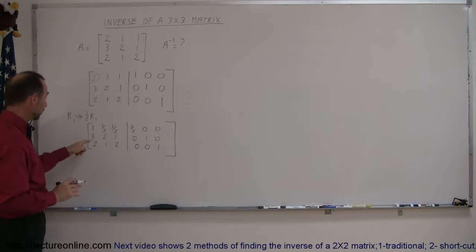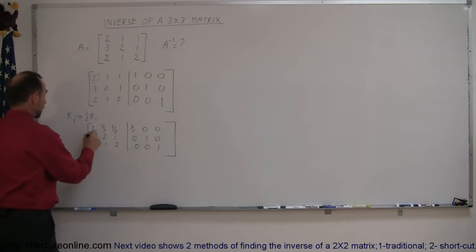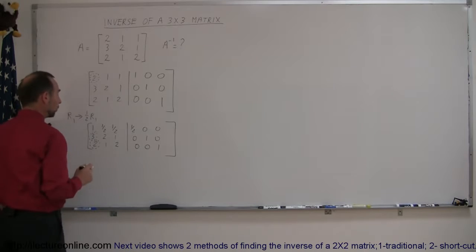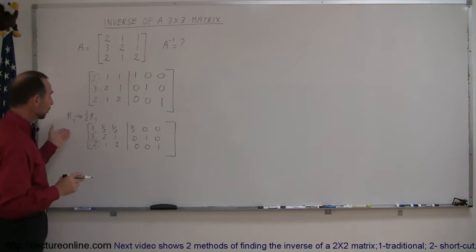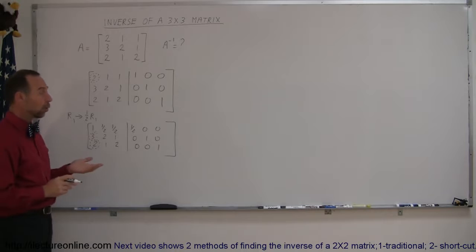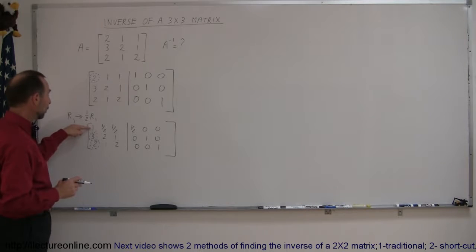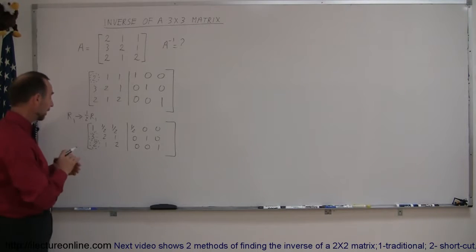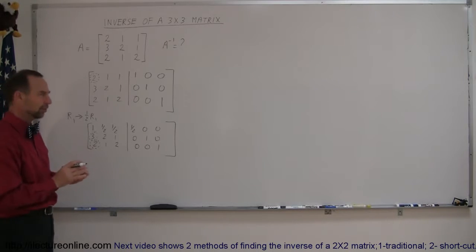So the next thing we want to do is get rid of this and this. We want to turn this into a 0, and we turn this into a 0. So the two things you can do is you can multiply an entire row by a number, or you can multiply the row that has a 1 in it by the negative of these numbers and then add it to the row so that that number will disappear. What did I just say?